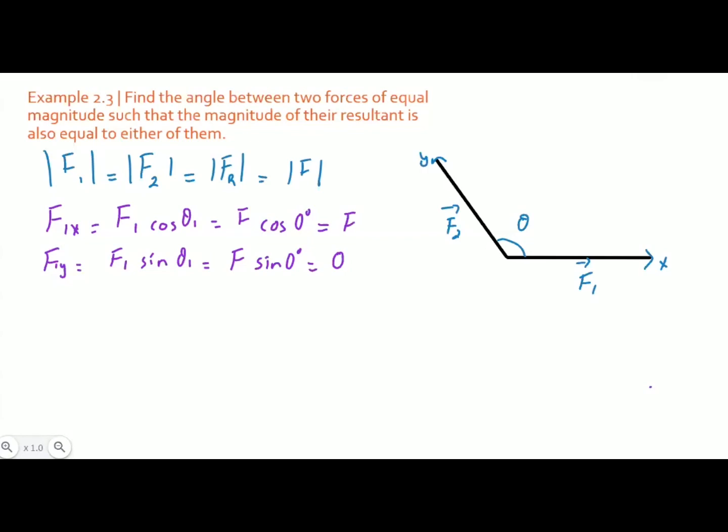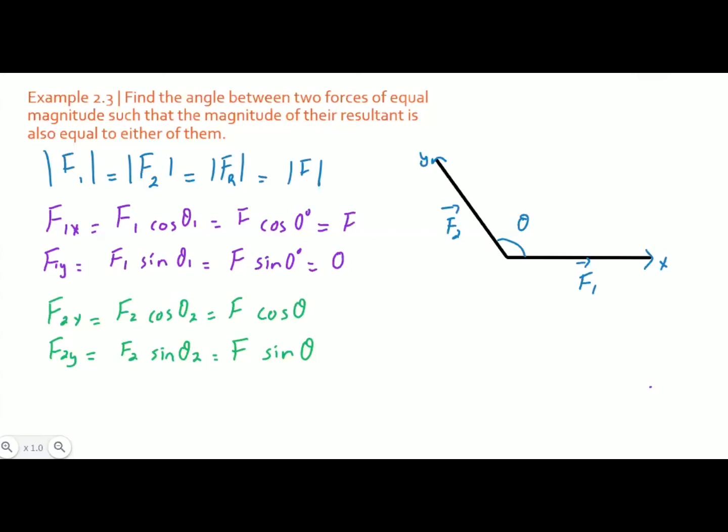Then we will write down the equation for the F2 vector. So F2x will be equal to F2 cos theta 2, and this will be equal to F cos theta, since F2 is also equal to F, and theta 2 is equal to theta, and F2y is equal to F2 sine theta 2, while F2 is F and theta 2 is equal to theta. So these are the four components of these two vectors.